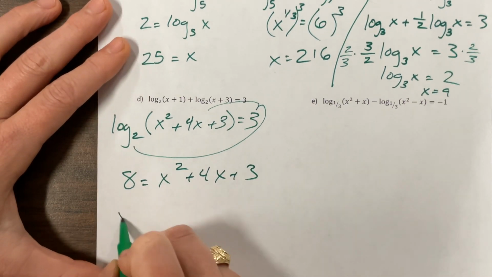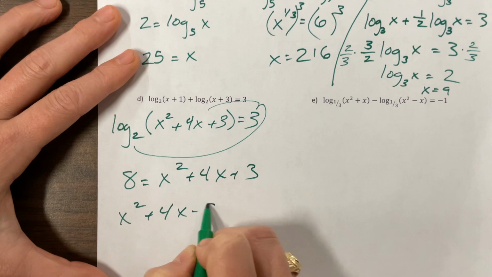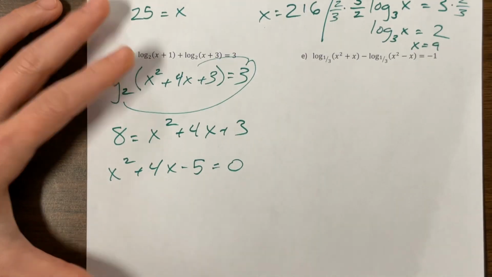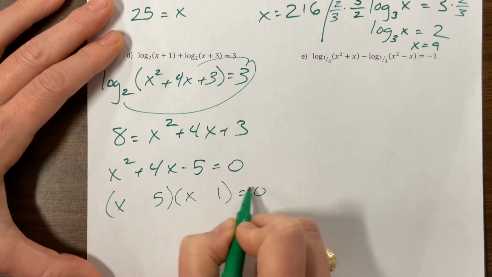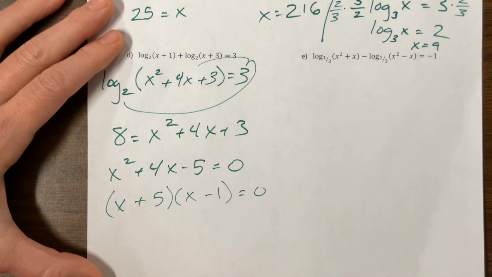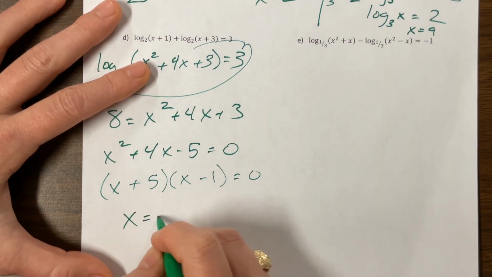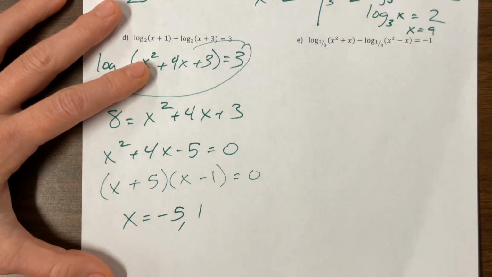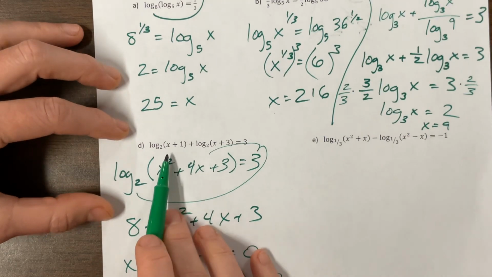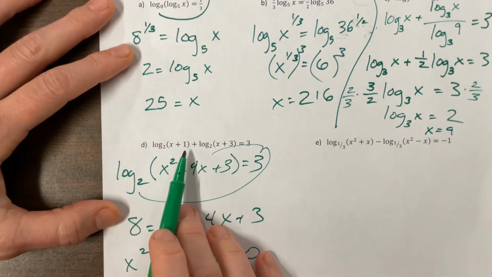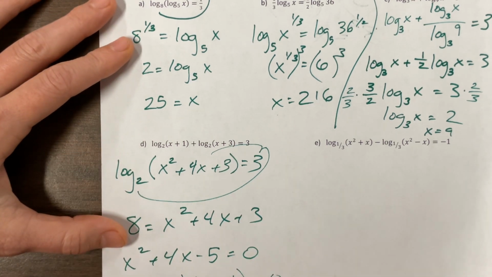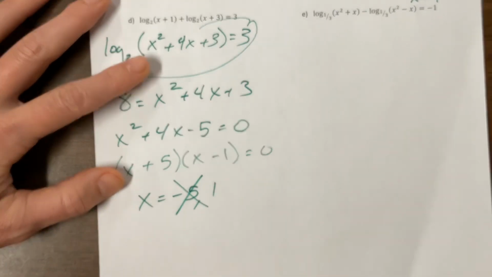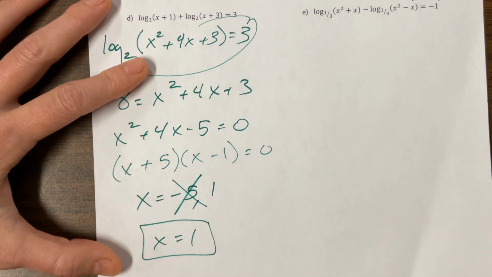Subtract the 8, that becomes a negative 5. And I like my 0 there, but it doesn't matter. This gives me a 5 and a 1. So the 5 should be positive, the 1 should be negative. And that tells me that my x values are negative 5 and positive 1. However, we always have to go back and check. If I plug in negative 5, I can't take the log of a negative value, so that is no good. Plug in positive 1, that'll give me something positive. We have to throw away the negative 5, so our only answer is that x equals 1.